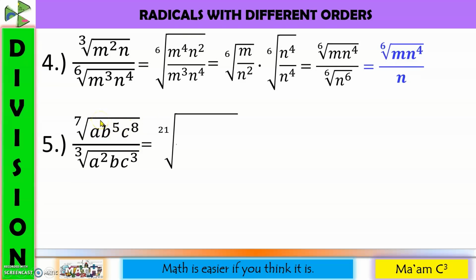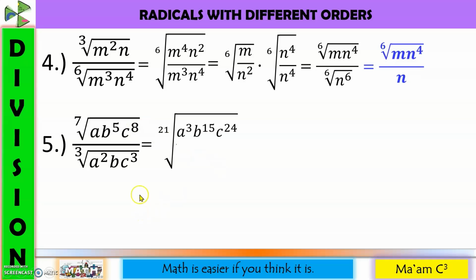So the exponent of a is 1. 1 times 3 is 3. I have a cubed. 5 times 3 is 15. I have b to the 15th power. 8 times 3 is 24.